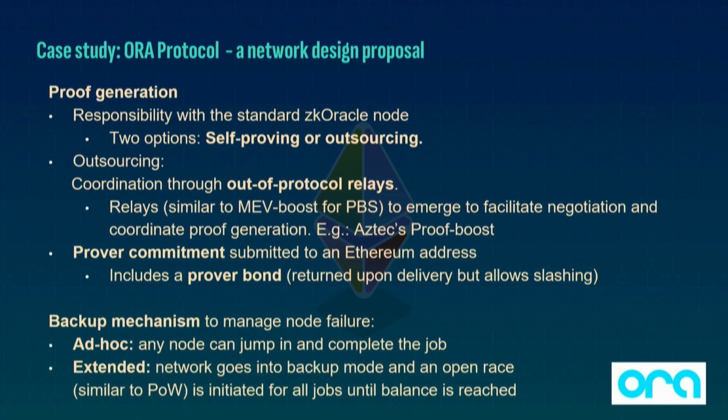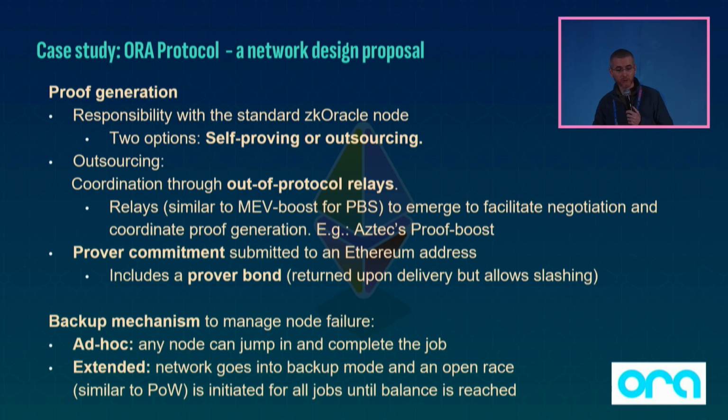Also, the prover has to sign a commitment, submit it to Ethereum, and include the prover bond. So as opposed to the standard nodes locking up a certain deposit continuously, provers would just provide a bond when assigned a job. And this is returned upon successful delivery, but also allows for slashing.